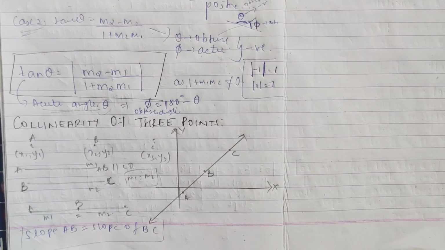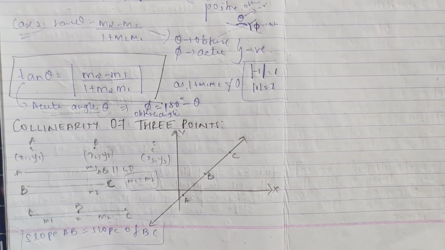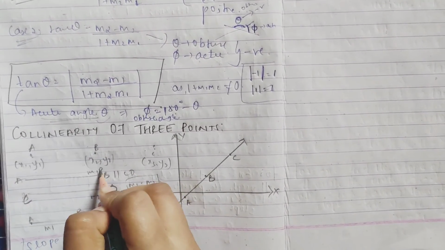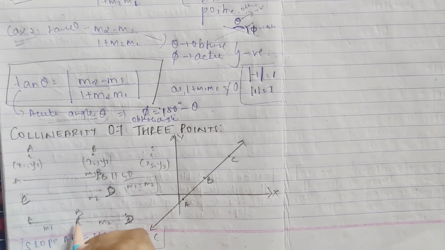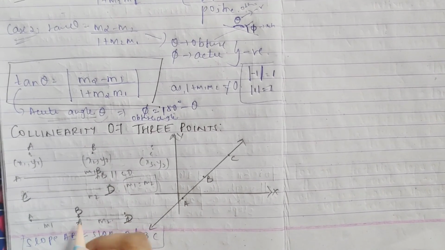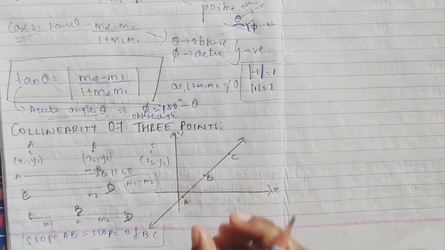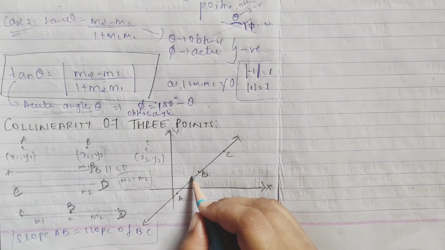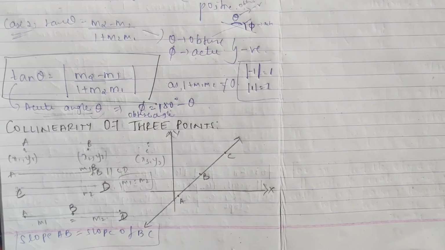Like this I'll do AB only and CD. Then if they are coinciding, they are taking B as a common point. So AB and BD. So here, like BC they have taken. So slope of AB will be equal to slope of BC.